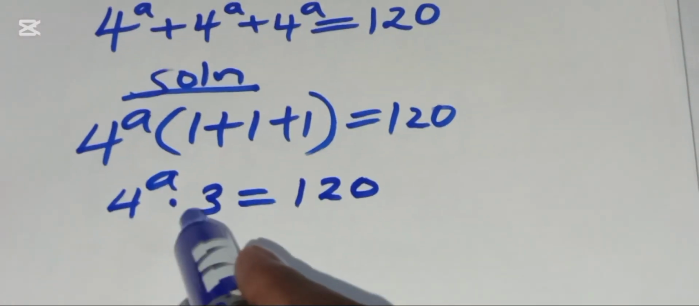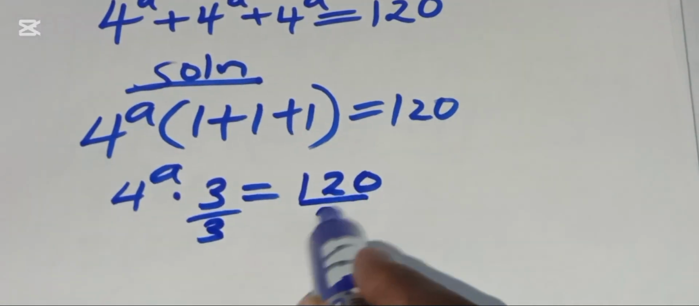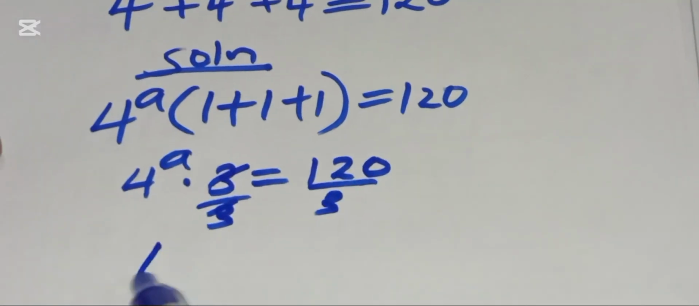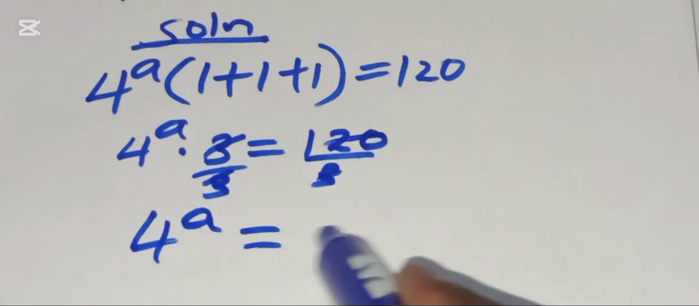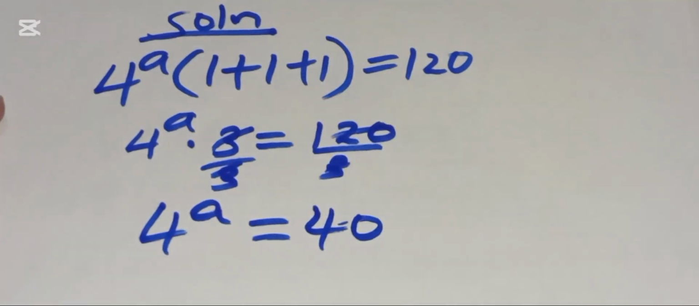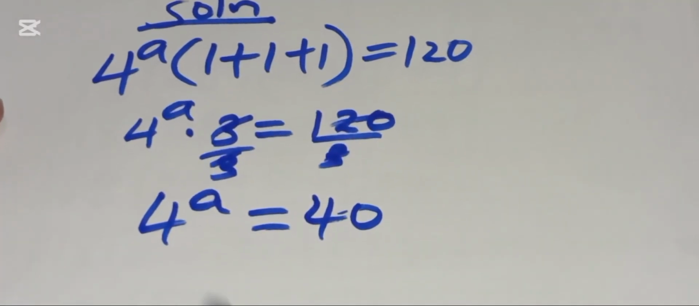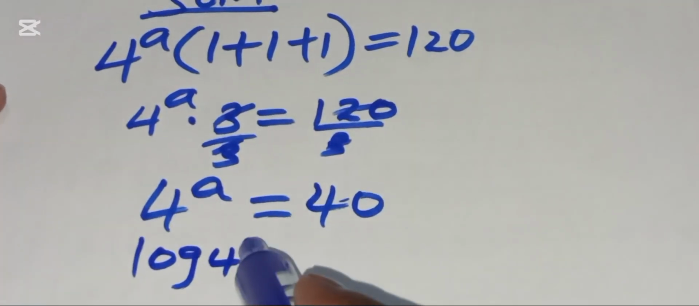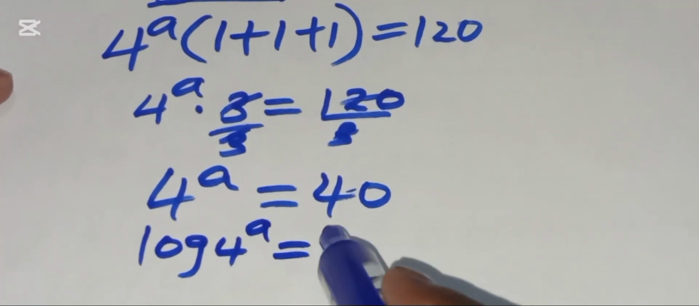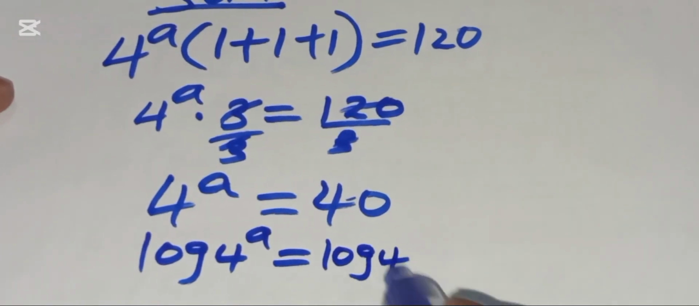So divide both sides by 3 so that we'll have 4 raised to power a equal to 40. Now to solve for the value of a, we introduce the natural logarithm on both sides so that we'll have log 4 raised to power a equal to log 40.